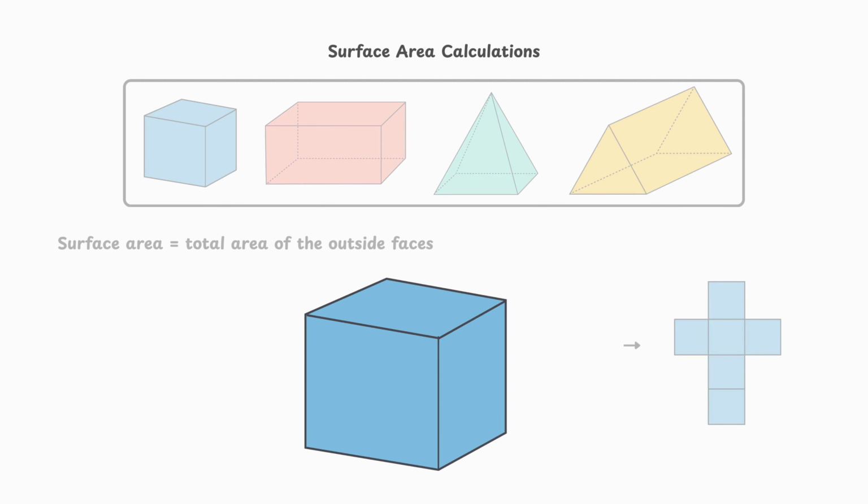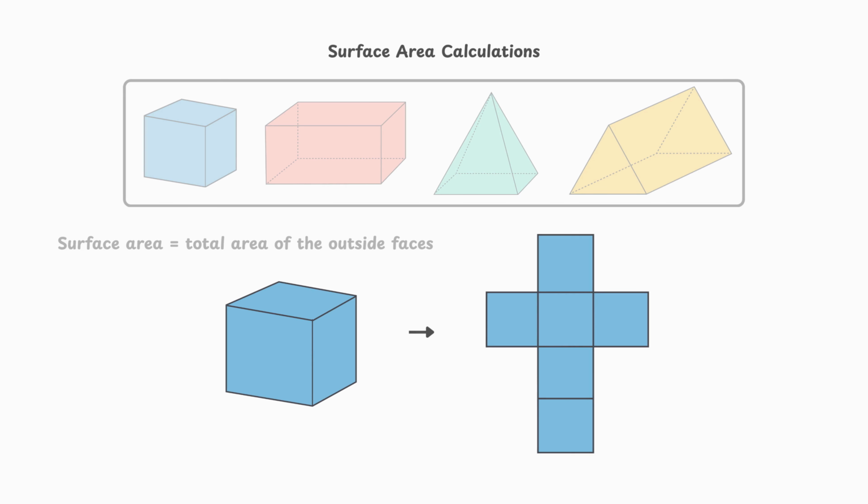Now let's focus on the cube shown at the bottom. A cube is a 3D shape with 6 square faces. It has a front face, a back face, a top face, a bottom face, a left face, and a right face. To make surface area easier to understand, we can unfold the cube into a net. On the right, we can see the cube opened out into a flat shape. This is called a net. The net shows all 6 square faces of the cube laid flat.